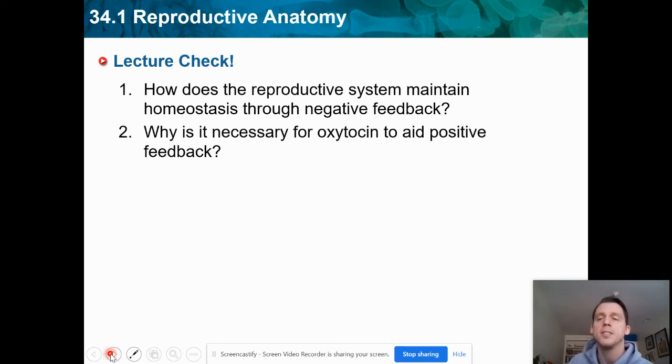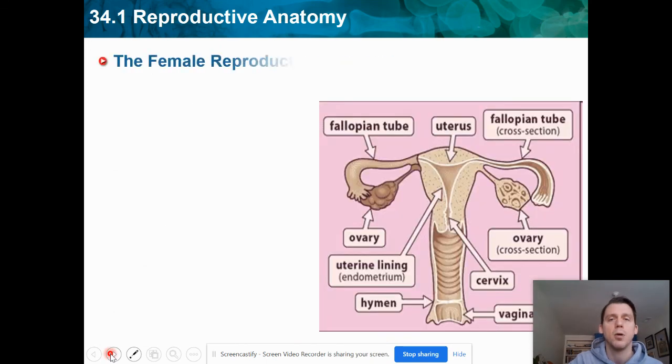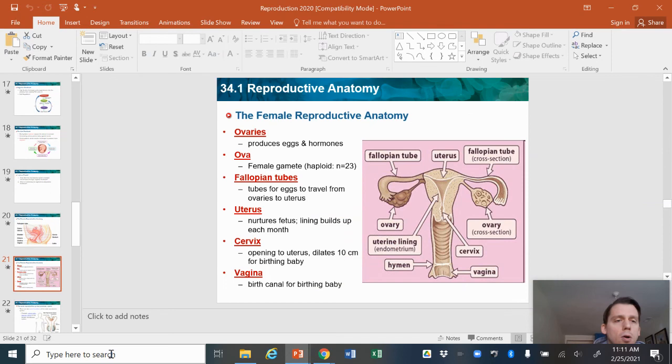Okay, so oxytocin is going to tell your uterus to contract more, which is going to open up your cervix more, which is then going to produce more oxytocin. And this is the only way that the uterus can contract enough and the cervix can open enough to deliver the baby. So it's necessary to get the baby delivered. All right, so we already covered all of this.